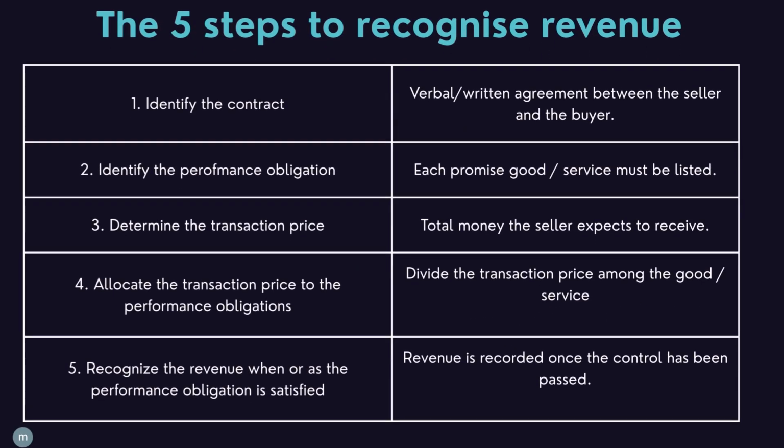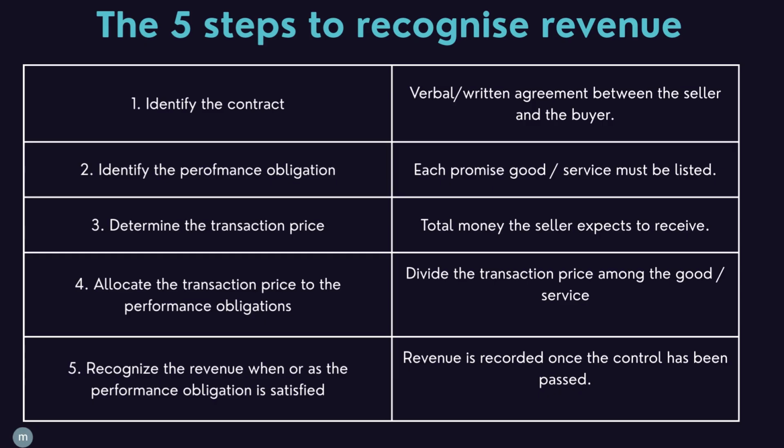So, as finance professionals, here is your new best friend, the 5-step model. Step number 1, identify the contract. This is your deal, a written or even verbal agreement. Step 2, identify performance obligations. What promises are you making? A product, a service, or both?